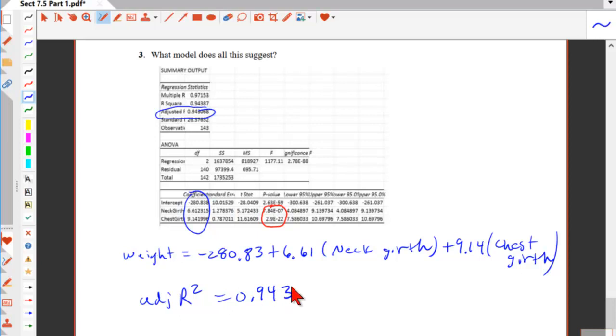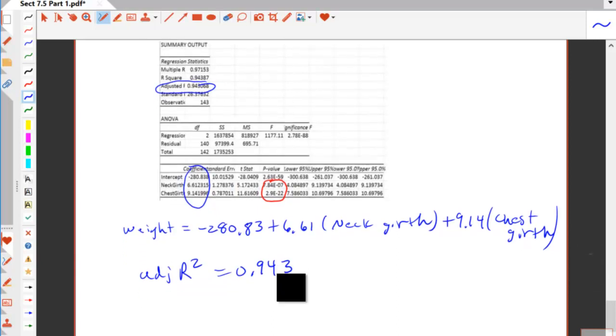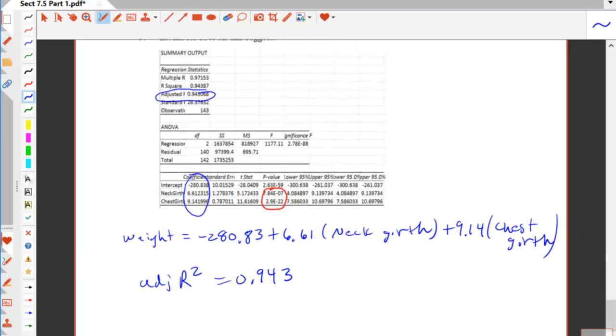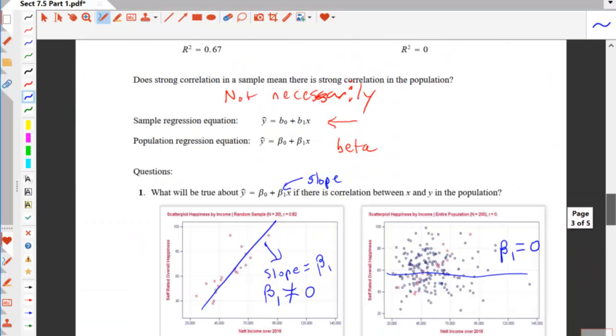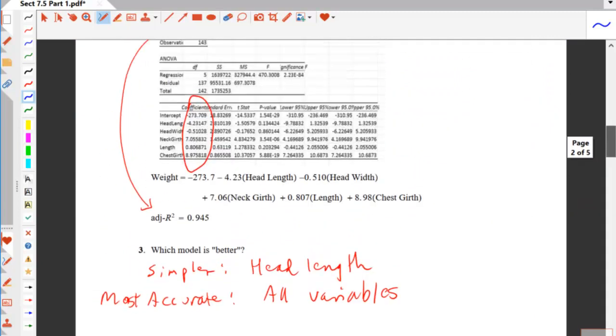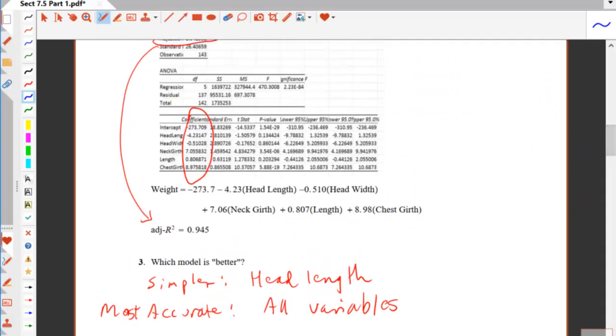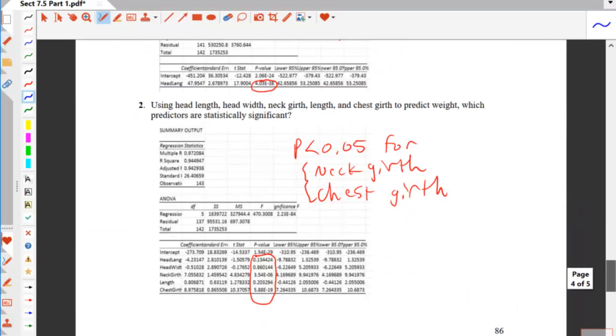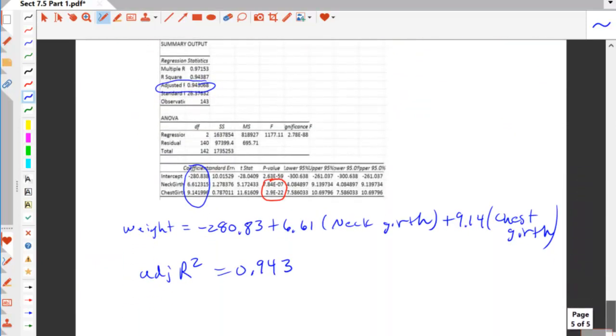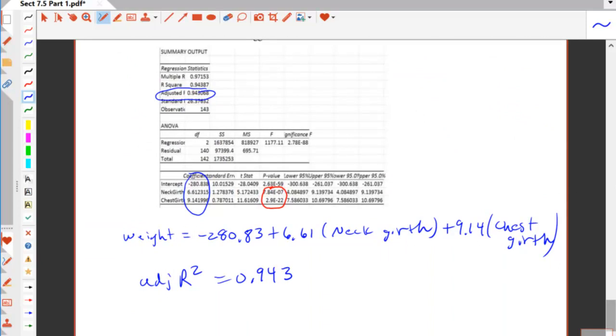So this model is not too complicated. It has just 2 independent variables. The adjusted R squared of 0.943, notice with those 2 variables, I can explain 94% of the variation. With all 5 variables, I could only explain 94.5% of the variation. So almost as good as using all 5, but with a simpler model. So this might well be the best choice, a compromise between simplicity and performance or accuracy. And we'll stop there.